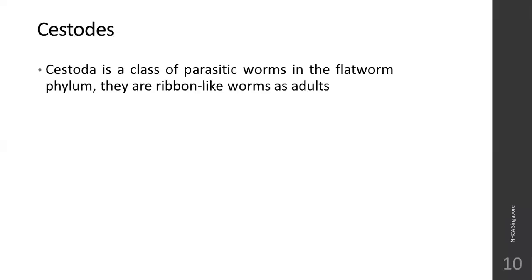Then cestodes. Cestodes are a class of parasitic worms in the flatworm phylum. They are not roundworms, they are flatworms. Nematodes are roundworms, cestodes are flatworms. When the worms become adults, they have a ribbon-like, tape-like structure.